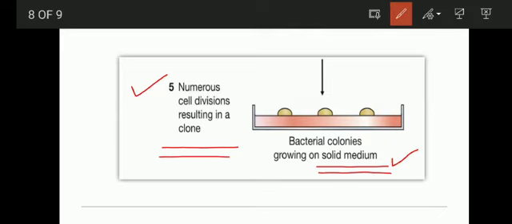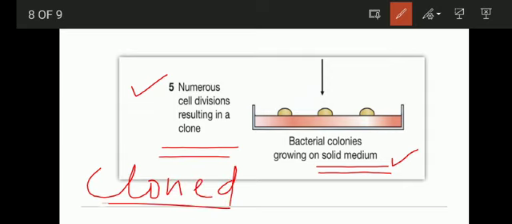The gene carried by the recombinant DNA molecule is now called a clone. So we say that this has been cloned. In this way, the gene has been cloned. This is a brief introduction to gene cloning.